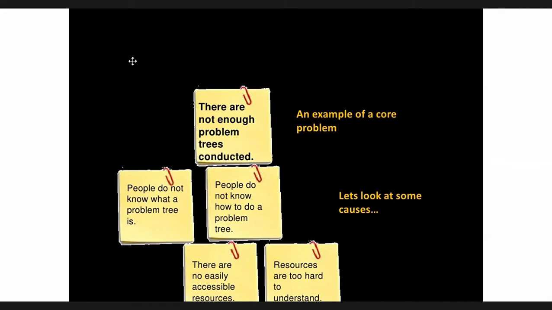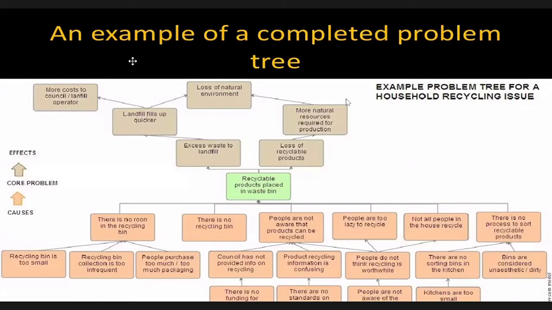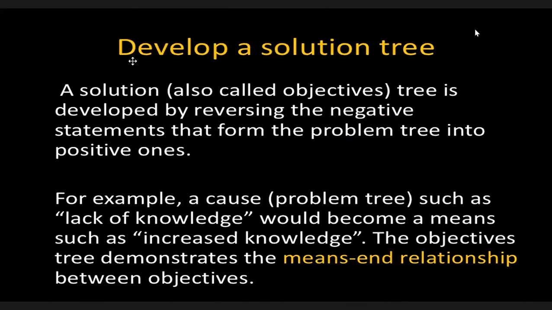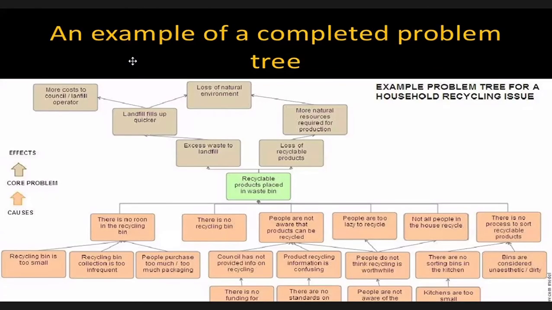Okay, next slide, please. Next slide, please. So this is an example of wait, go back. Okay. So this is an example of a completed problem tree. It's somehow complicated because it's supposed to be like that so that you can really see the different causes of your identified problem.